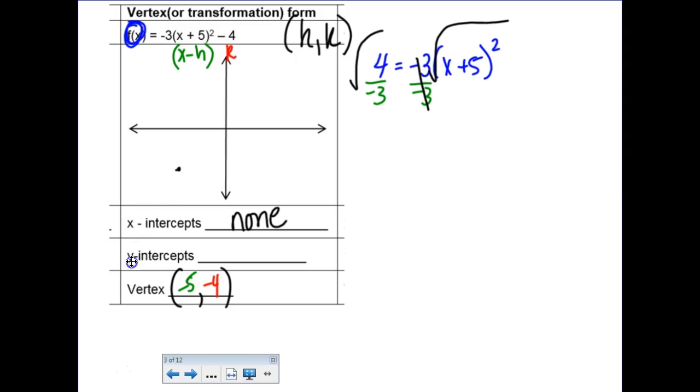Okay, for the y-intercept, so here we had to find the solution for the x-intercept. For the y-intercept, you need to plug in a 0 for your x. So back to my function, if I plug in a 0 for my x, I get negative 3 times 0 plus 5, quantity squared, minus 4. Oh boy. Okay. Negative 3 times 25 is negative 75, minus 4. Oh, good. Guys, I don't think we're going to have a lot of luck plotting a y-intercept at negative 79.